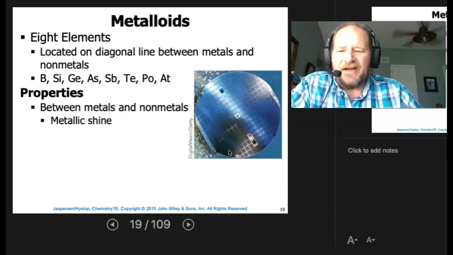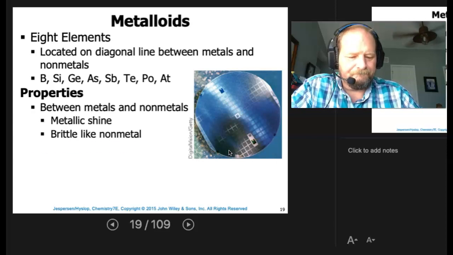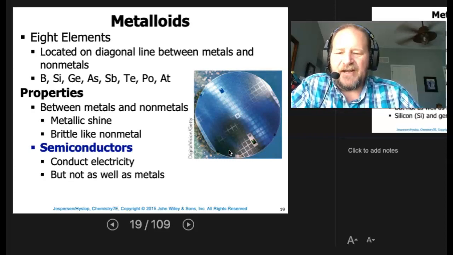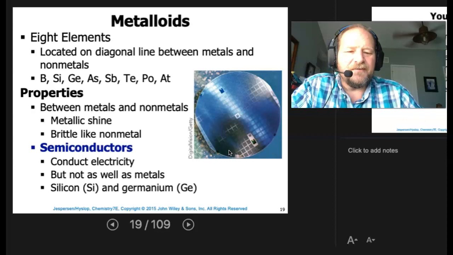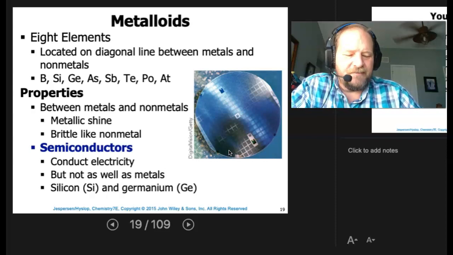Between metals and nonmetals, they have metallic shine, but they're brittle. So again, this is why they're metalloids. They have properties of both the metals and the nonmetals. We use them for semiconductors, and of course, most of you probably know that because they conduct electricity. Not as well as metals, though. So silicon and germanium are used to help make semiconductors, right?